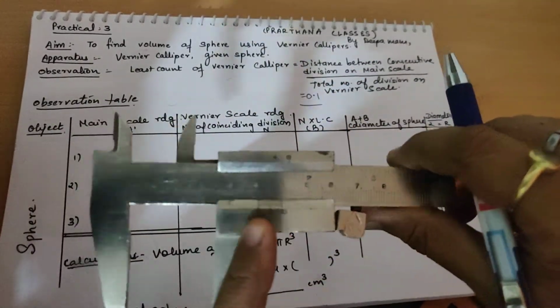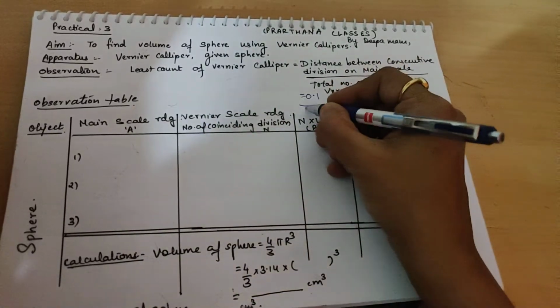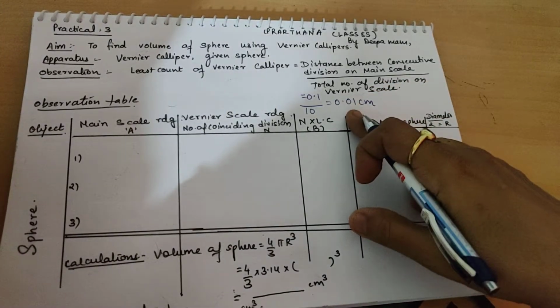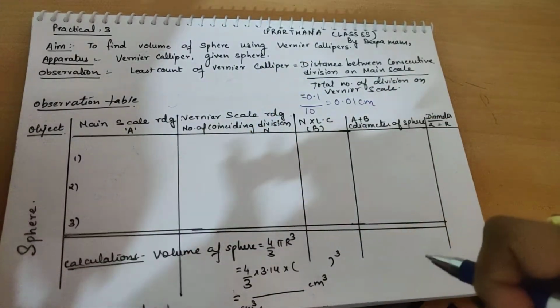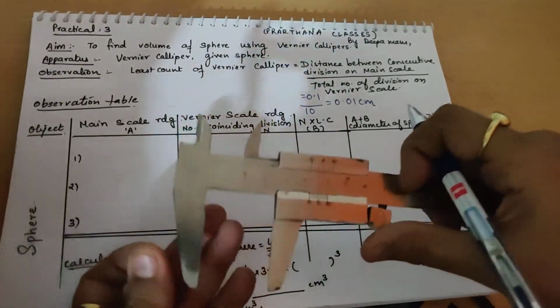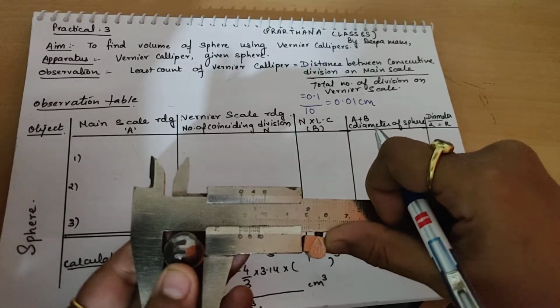How many total number of divisions? You can see here there are 10 divisions on the vernier scale, so it is divided by 10, so it is 0.01 centimeter. So what is the least count of the vernier caliper? That is 0.01 centimeter, fine. Now you need to find out first the diameter of the sphere.